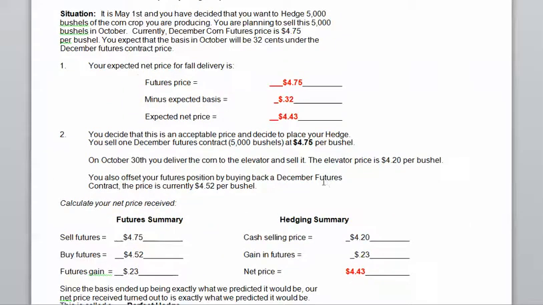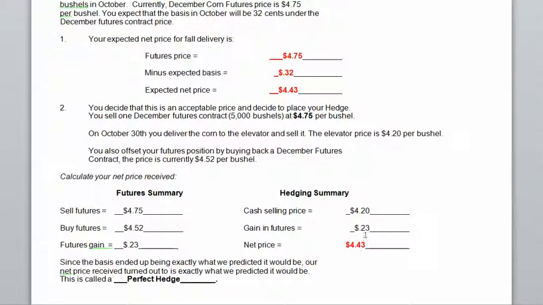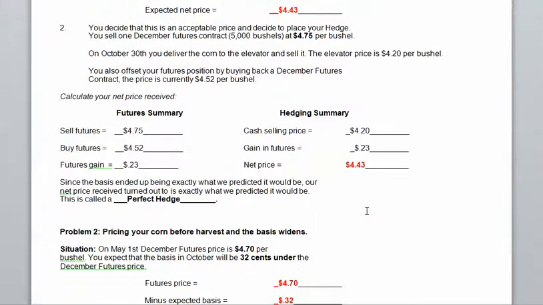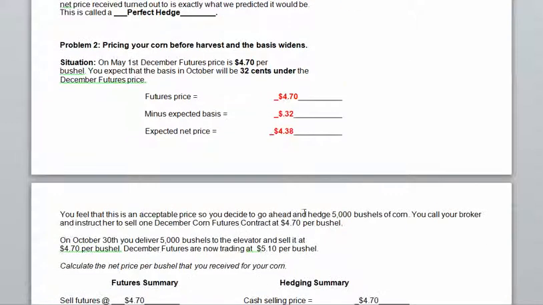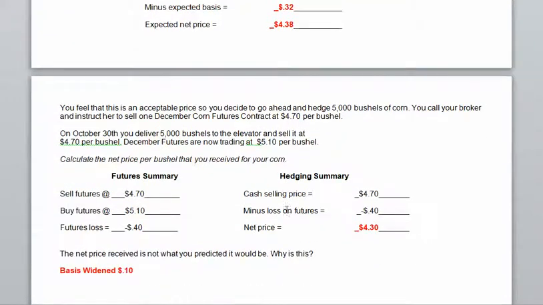In the first problem, corn went down. The gain that we had in the futures market was added to our cash price that resulted in a realized price that was better than our ending cash price. In problem 2, corn actually went up. That was not what we expected to happen. We thought corn was going down. That's why we hedged it. But because of the hedge, we still ended up with a hedge price that was relatively close to what we predicted.